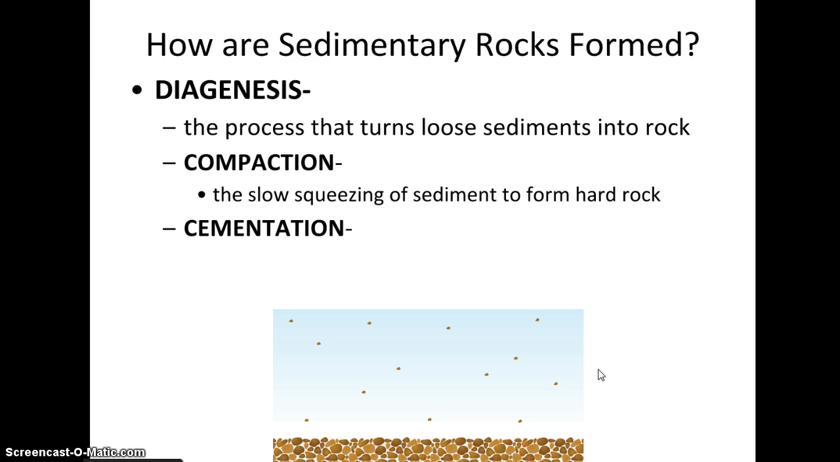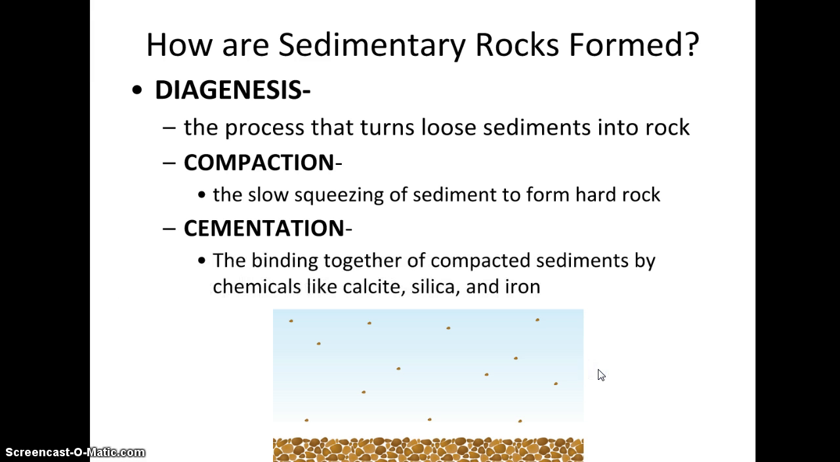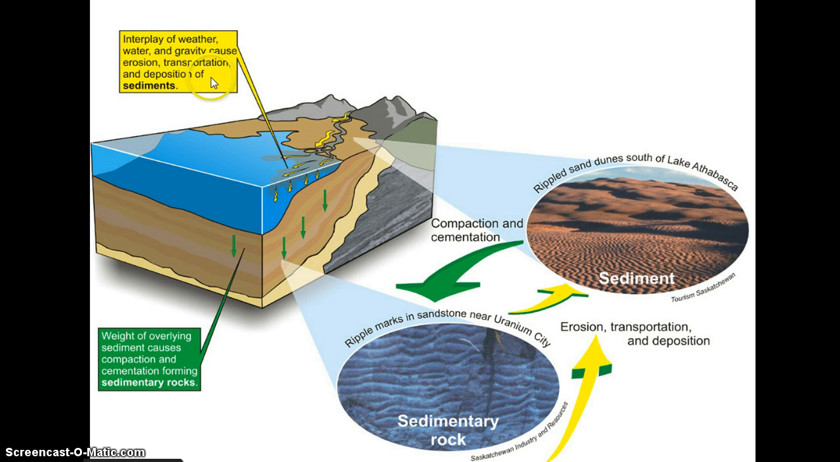But you also need to get a little cementation, and this happens when the compacted sediments actually bind together with chemicals like calcite, silica, and iron. And this is just showing you the interplay. So there's sediments that get taken down a river and then deposited on the bed of an ocean, and over time, more layers get compacted and compacted, and cementation happens. And you actually sometimes get ripple marks in sandstone because of the sedimentation that happened on land.